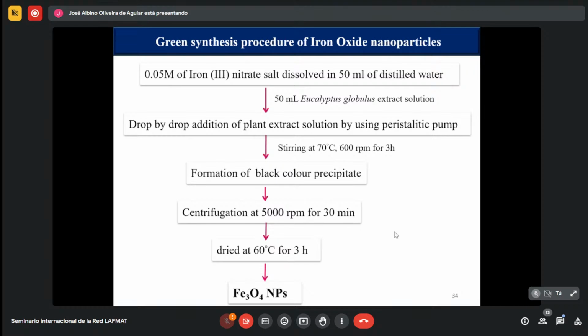Carefully, the pellet was collected and dried at 60 degrees for 3 hours. We get fine pellets, and we grind them to make a powder. That is called iron oxide nanomaterial. Further, we confirmed by analytical techniques whether the formation of the iron oxide material happened or not. Next.